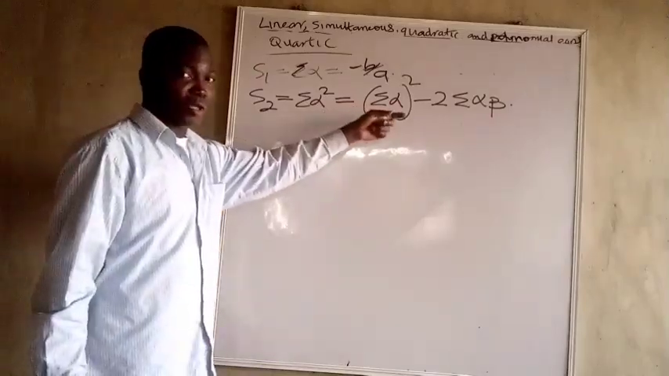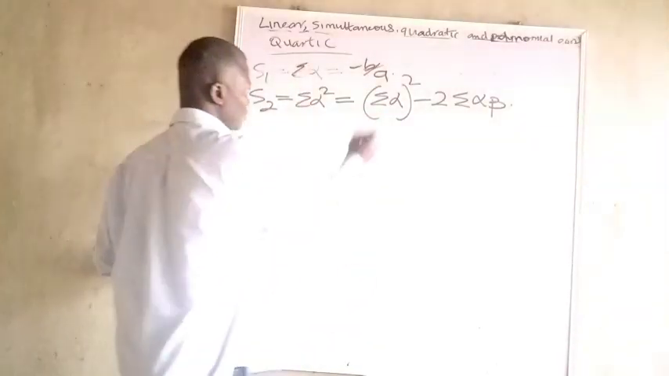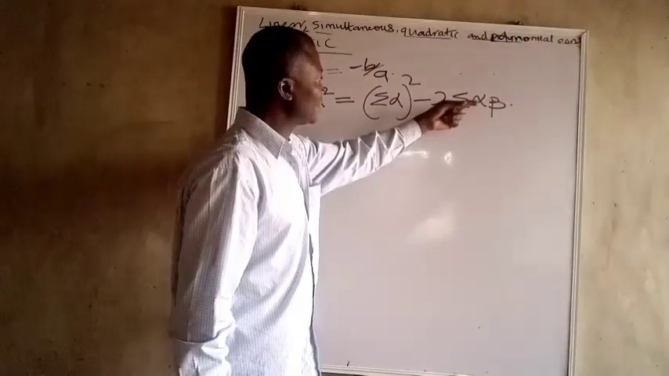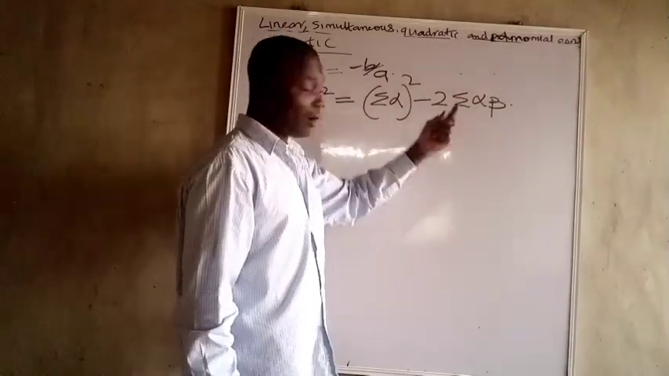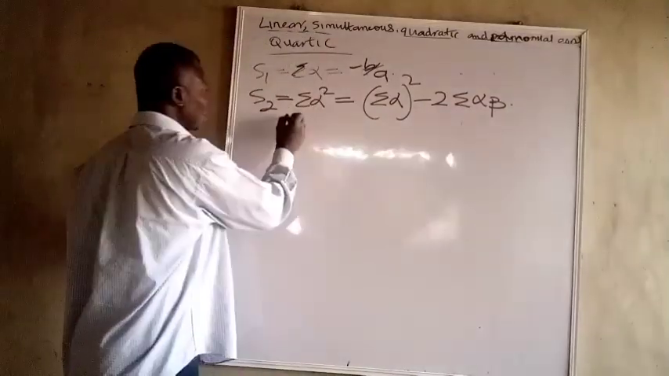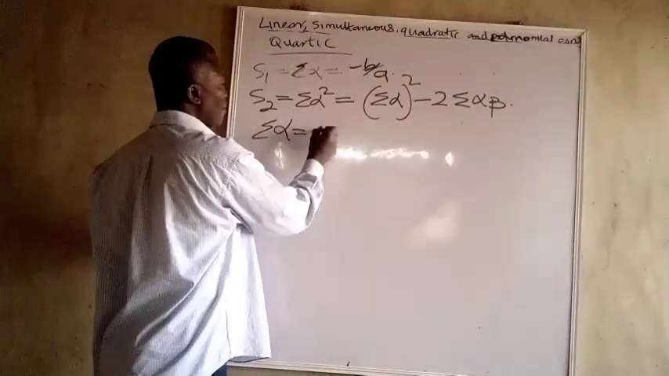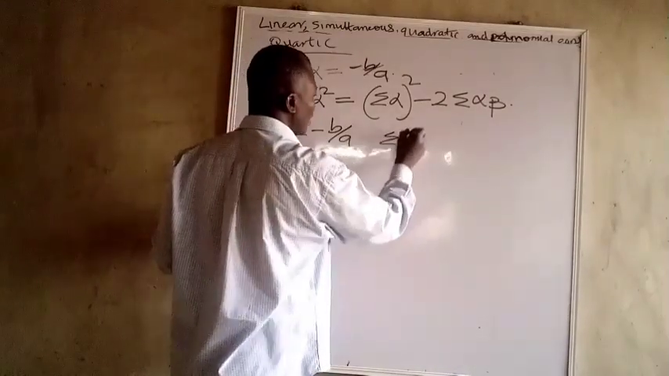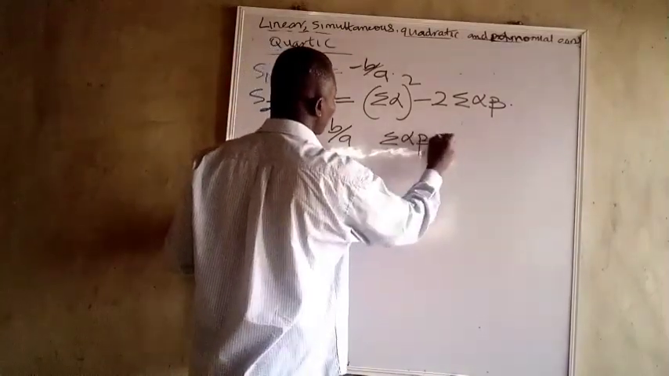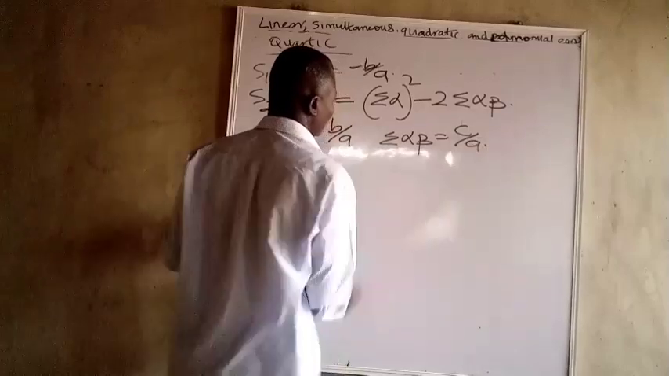And most times, summation alpha is minus b over a. And this one is c over a, that is summation alpha beta. Most times, all the time, it is c over a. Let me do that. Summation alpha is minus b over a. In all cases, and alpha beta is c over a.